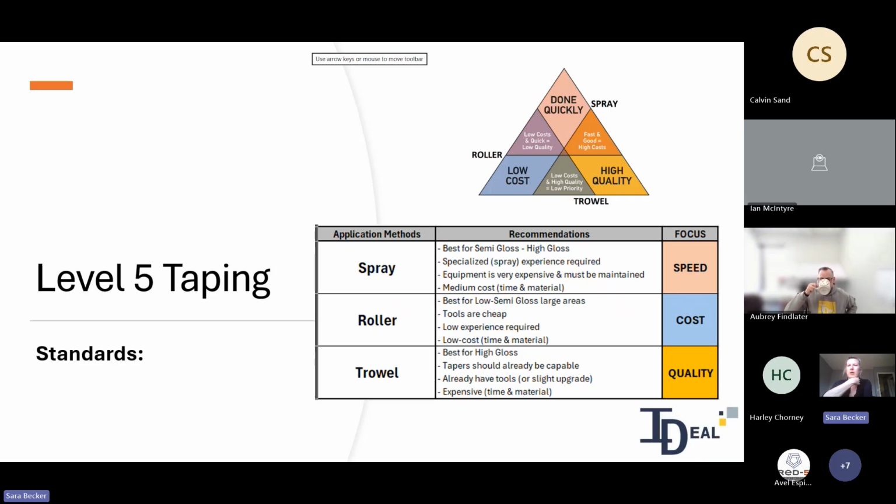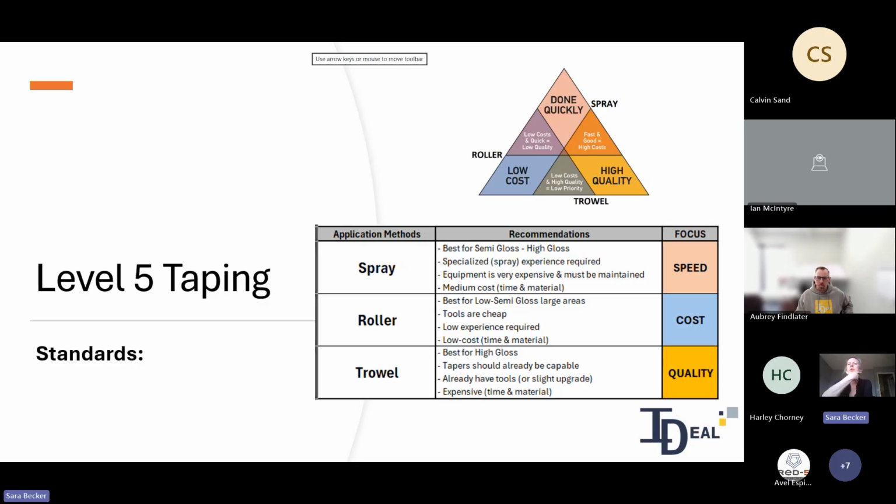So for spray applied, that's okay for semi-gloss, maybe high gloss. Obviously you need specialized experience, the equipment's really expensive, but there's a medium cost. The focus in using spray applied would be speed, because it was super fast to apply. So if the schedule is really crazy and we have a semi-gloss paint going on, that would be the preferred method.